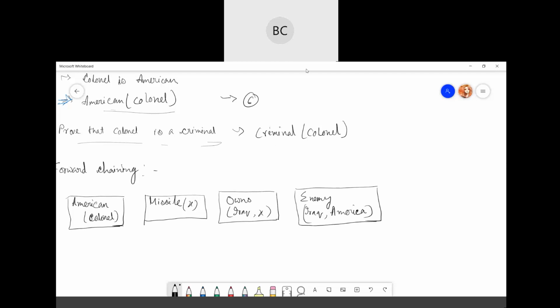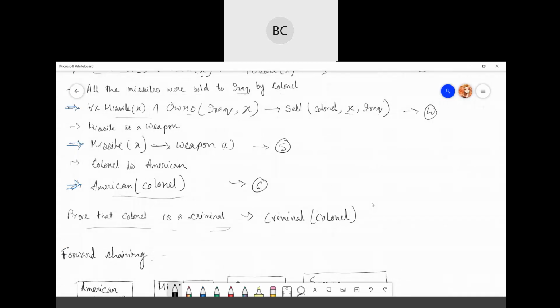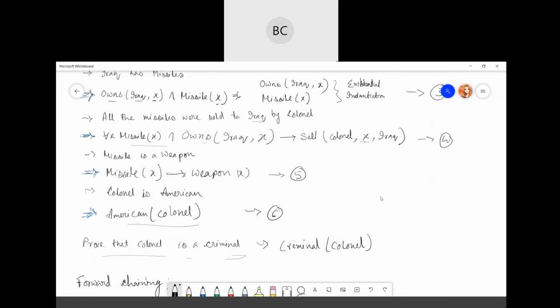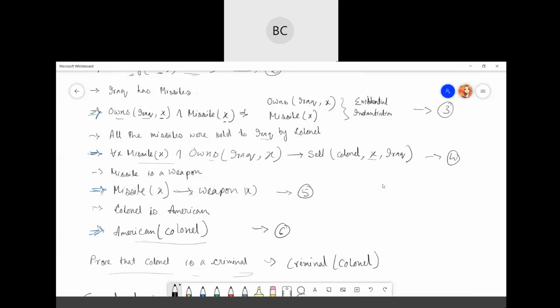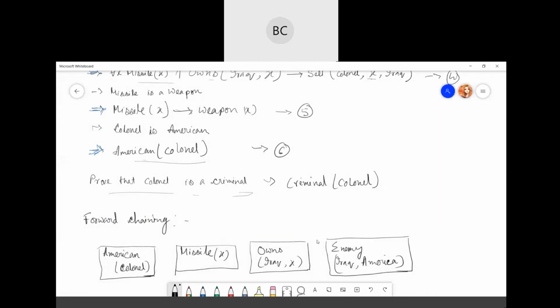Okay, so these are our initial states. Then we will see if we can deduce anything from these initial states. Okay, so American colonel is just true, nothing is there.